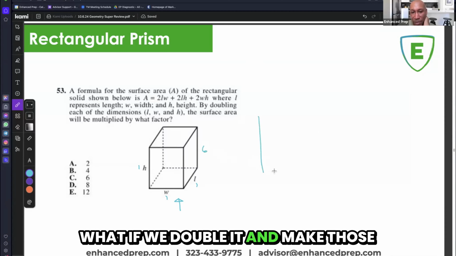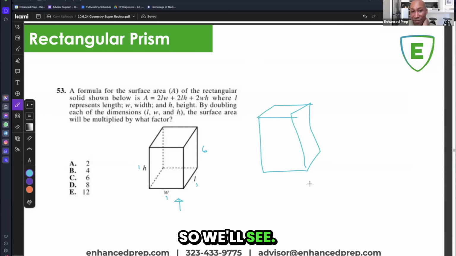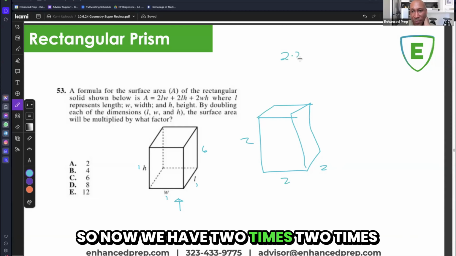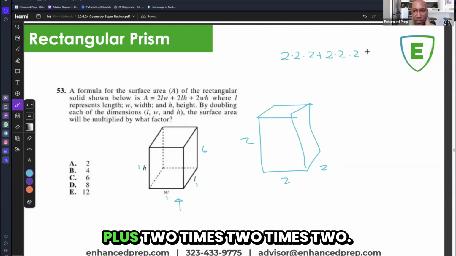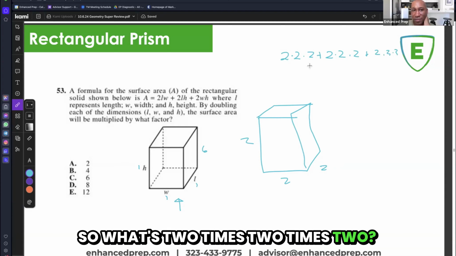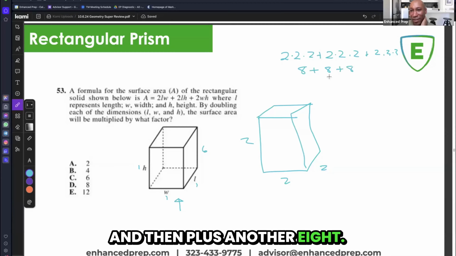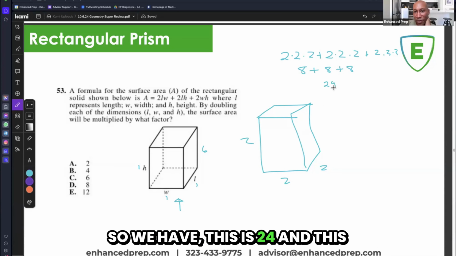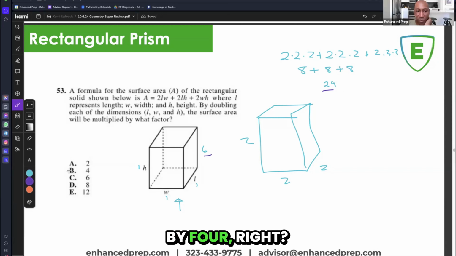What if we double it and make those 2 now? So we have, this is 2, this is 2, and this is 2. So now we have 2 times 2 times 2 plus 2 times 2 times 2 plus 2 times 2 times 2, right? So what's 2 times 2 times 2? 8, right? And then plus another 8, and then plus another 8. So that gives us 24, right? So we have, this is 24, and this one's 6. So how much greater is it actually? By what factor? By 4. By 4, right? I see.